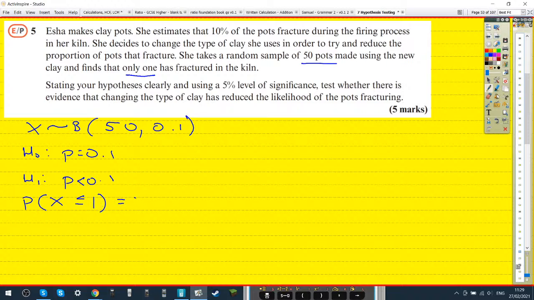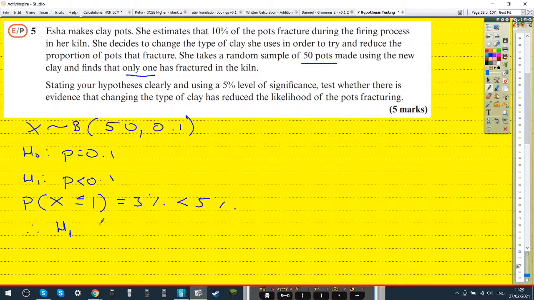So the hypothesis did reduce the amount of pots fracturing. Yeah, it's within the critical region. Therefore, there was a decrease in the likelihood of pots fracturing. You have to say which hypothesis you're going with. Is it the first one? Which one is that? Well, what's it called? The null hypothesis, p equals 0.1. No.